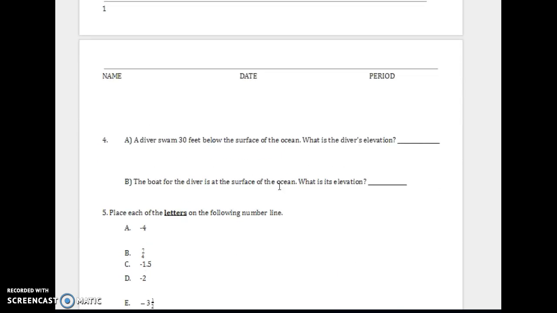Question 4a. A diver swam 30 feet below the surface of the ocean. What is the diver's elevation? 4b. The boat for the diver is at the surface of the ocean. What is its elevation?